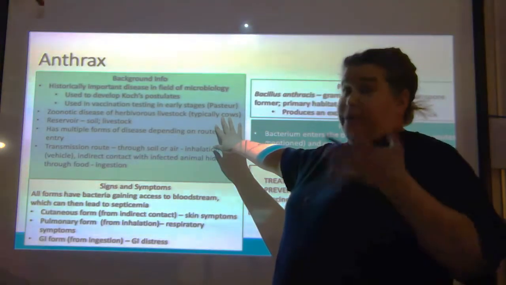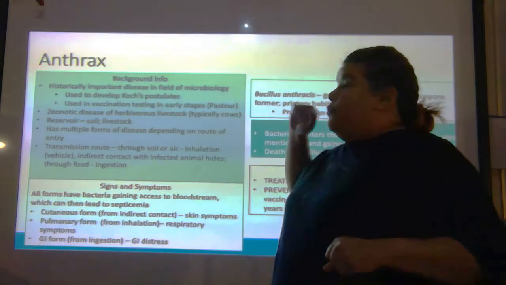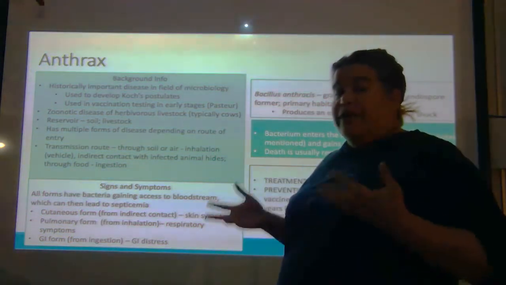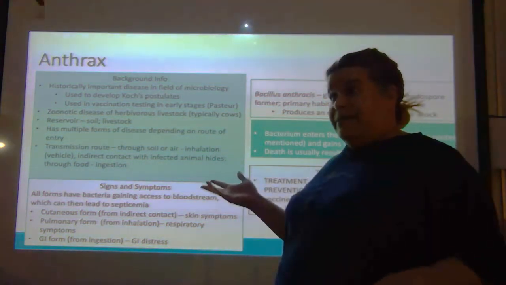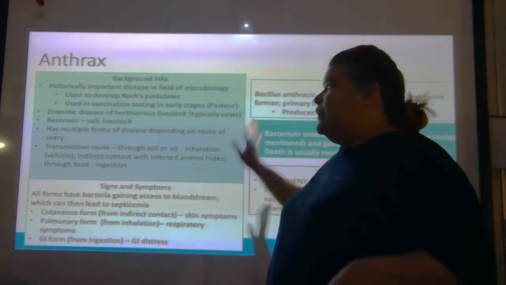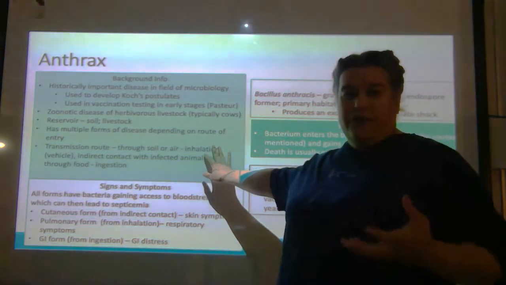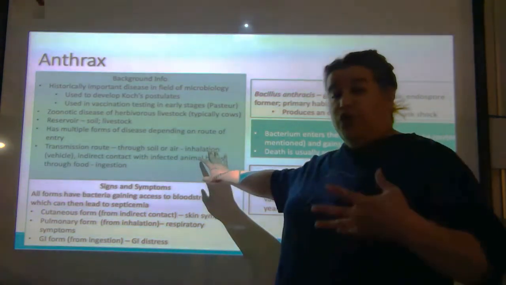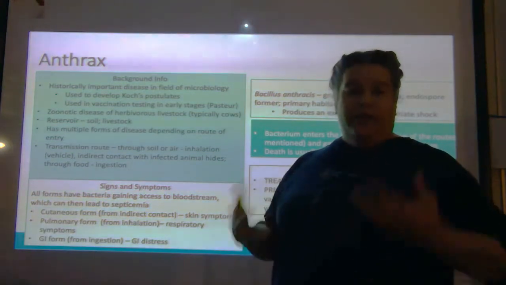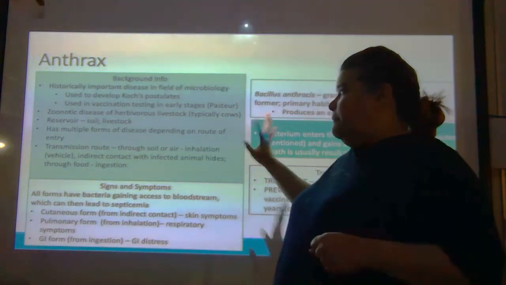And typically we associate it with cows. The reservoir, it can be soil or it can be livestock. Because the livestock carry it and they are on the soil, they can transfer it to the soil. It does have multiple forms depending on the route of entry. That will determine the presentation of the anthrax infection. And you'll see why in just a second.